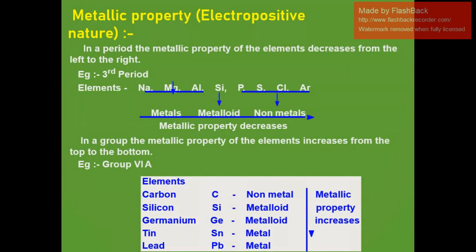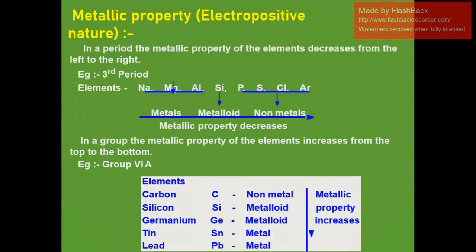On moving down a group, the metallic character or the electropositive character increases. The reason is that as we move down a group in the periodic table, the atomic size gradually increases. As a result, the force of attraction between the nucleus and the valence electron decreases. Therefore, the tendency of the element to lose electron to form electropositive ion increases, and hence the metallic or the electropositive character increases as we move down the group.